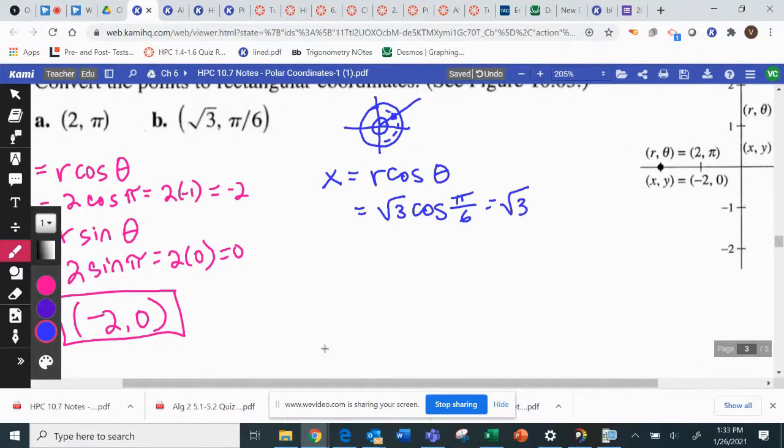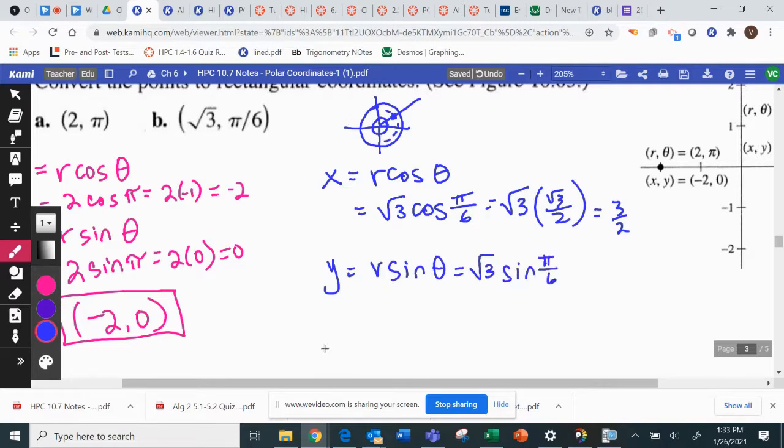So square root 3 cosine of pi over 6 is, come on guys, cosine pi over 6. I mean, we still have to know those. 3/2. And then y is r sine theta, which is radical 3 sine pi over 6. So radical 3 times a half is square root of 3 over 2. So the ordered pair for this one is 3/2, square root 3 over 2.